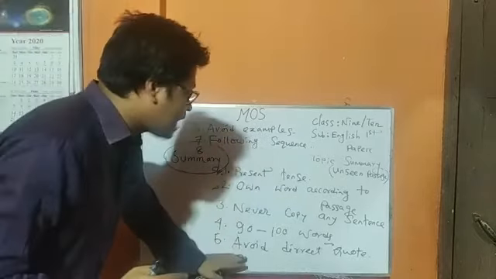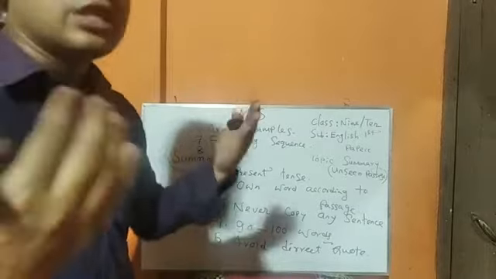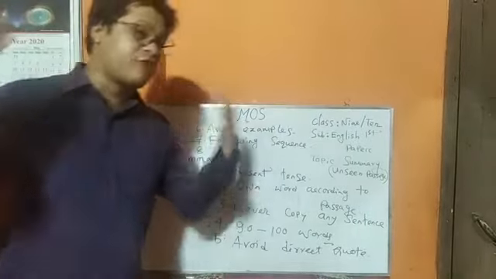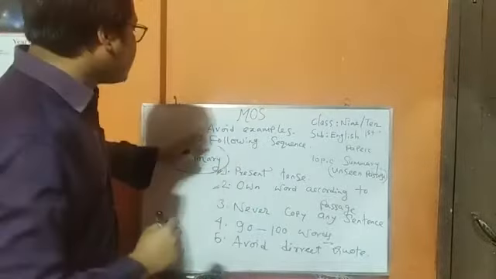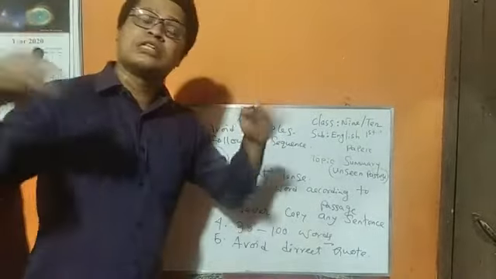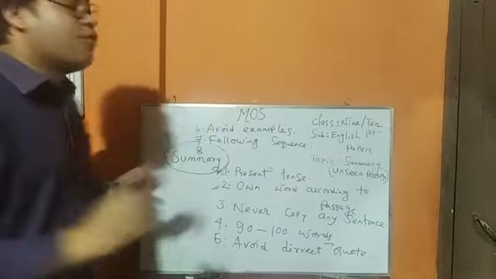Okay, number 5, just avoid direct quotes. If you find any quote in a passage, you have to avoid it. You never mention it in your summarization. Okay. Number 6, avoid examples. You need not mention examples. Number 7, following sequence.